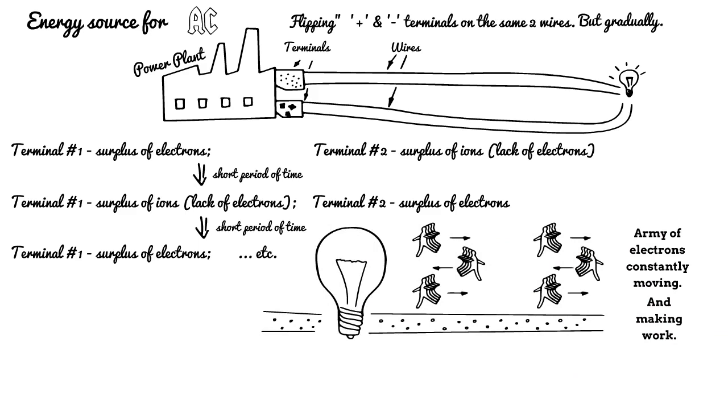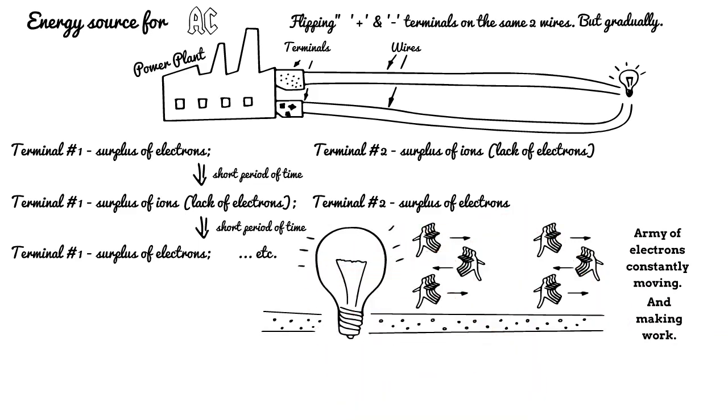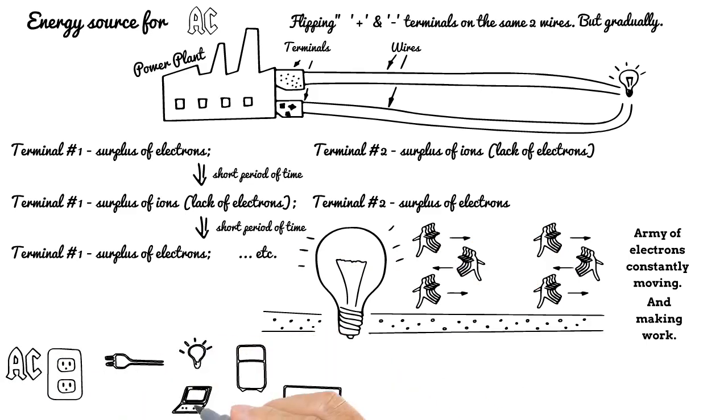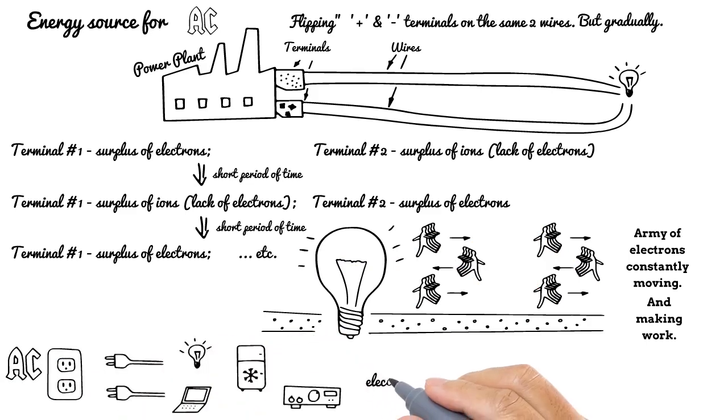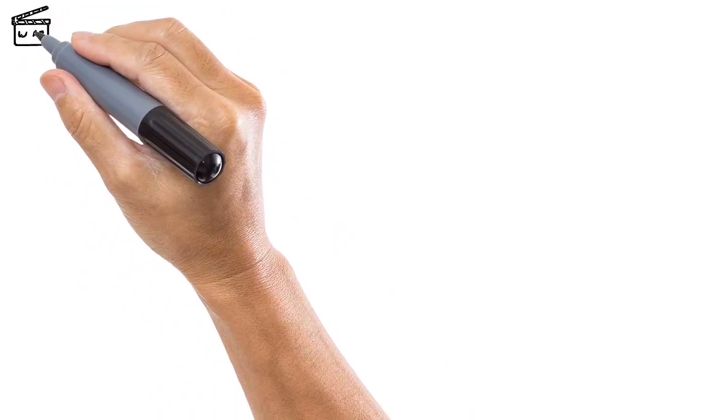For example, an incandescent lamp in your home will produce heat and light if used. Actually, you have alternating current supplied in your home electricity outlets for all your lamps, laptops, refrigerators, amplifiers, and other electrical devices. That's enough for discussing in this video what electricity is.